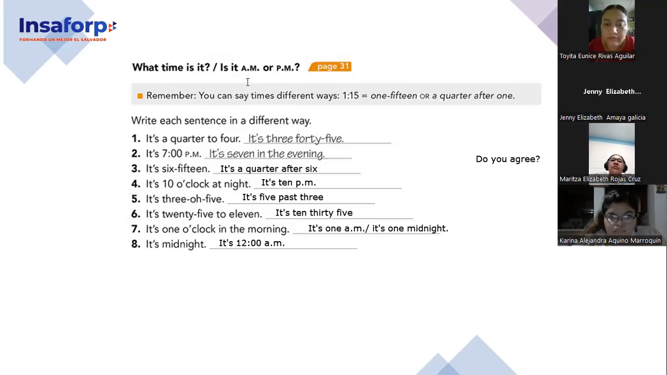What time is it, class? Look. What time is it? 12:50 a.m. Can you express this time in a different way? 12:50 a.m. It's 10 to 1 a.m. It's 10 to 1. A.m. or it's 10 to 1 at midnight. Muy bien, clase.